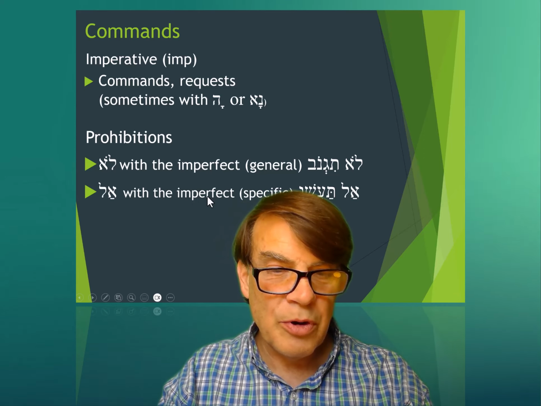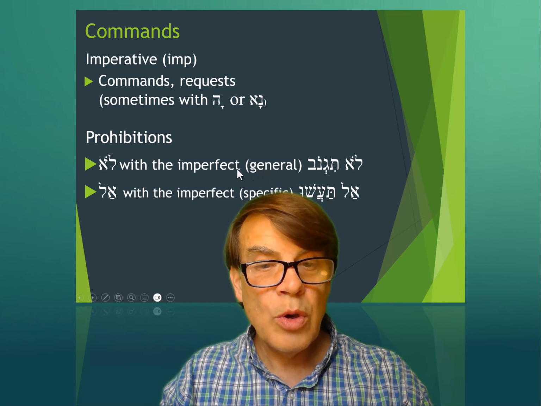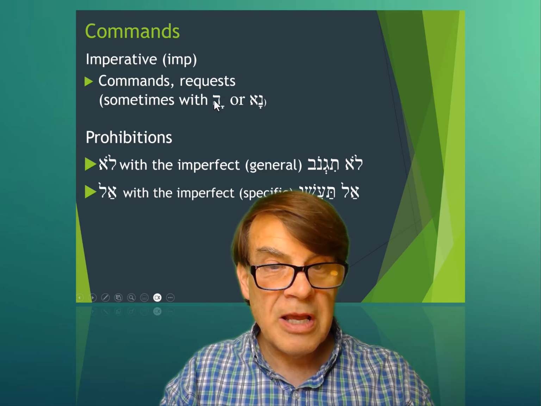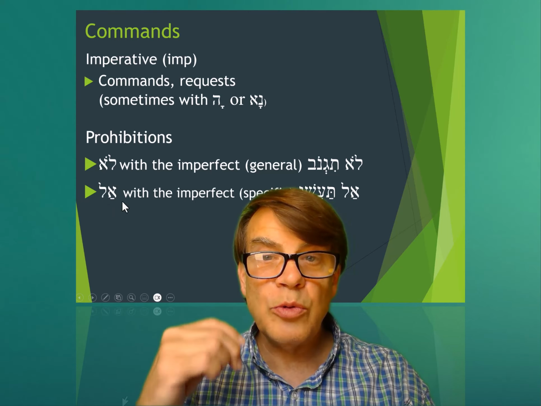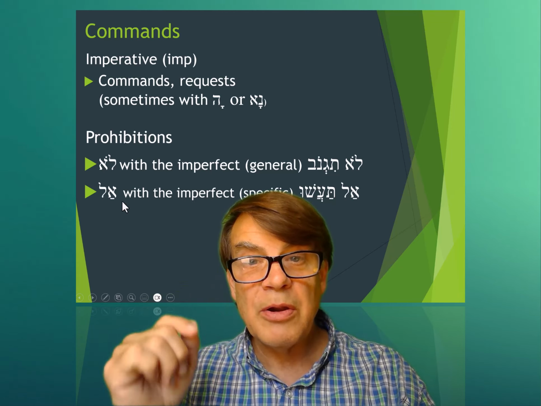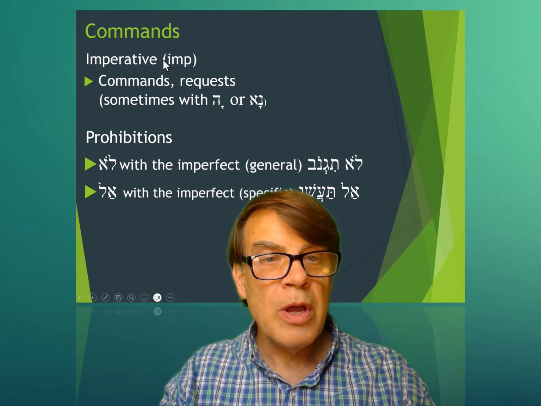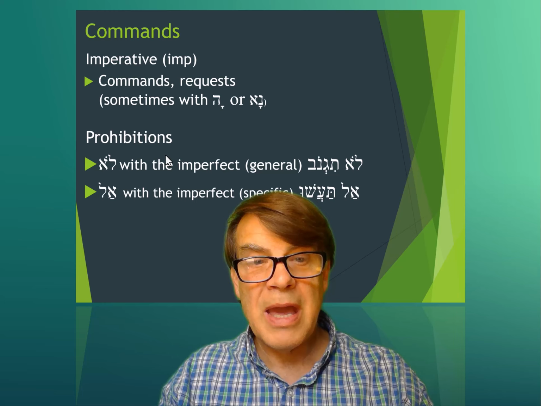It's not really the imperfect, but anyway, it often looks the same as an imperfect. So lo with the imperfect, or al, is like na and kamatz he. It's a big clue that you're looking at an imperative. When you see al, that's a big clue you're looking at an imperative. So imperatives and prohibitions are the main way to make a command in Hebrew.